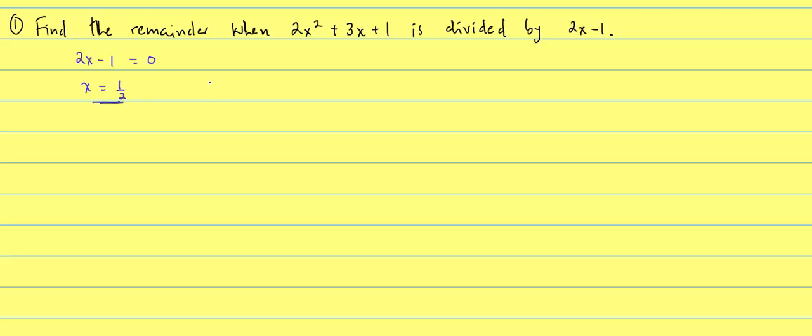Now by the remainder theorem, we know that the remainder is going to be equal to, if I call the polynomial p of x, p of 1 over 2, which I'm going to substitute into that expression. So it'll be 1 over 2 squared plus 3 multiplied by 1 over 2 plus 1. Simplifying this should give us 1 over 2 plus 3 over 2 plus 1. And you'll find that the remainder is equal to 3.